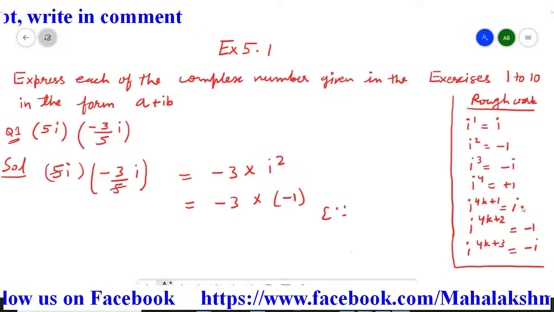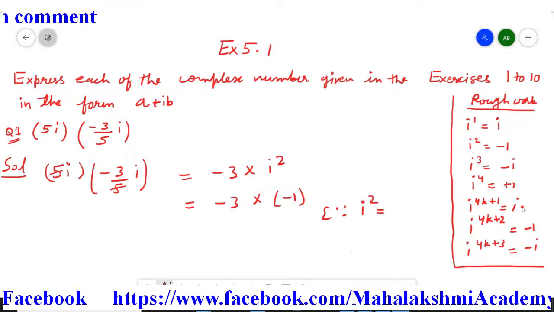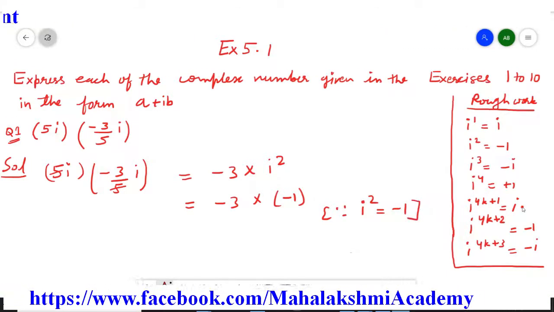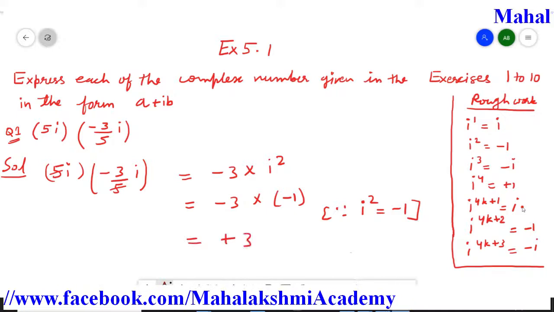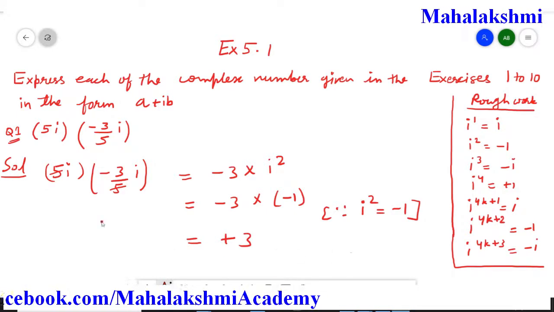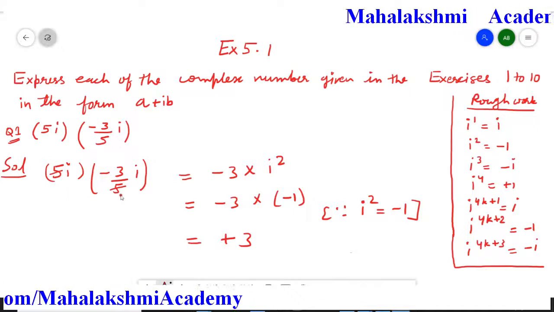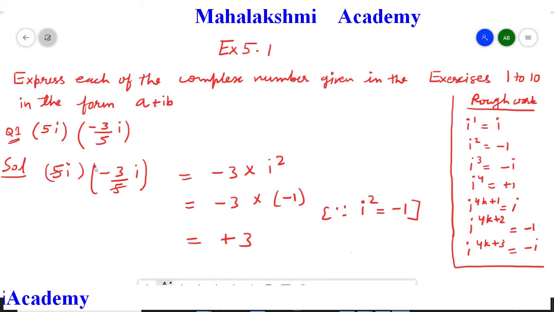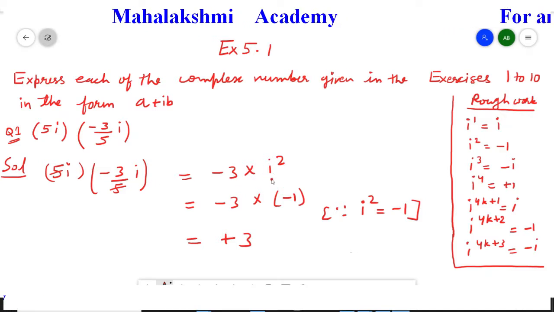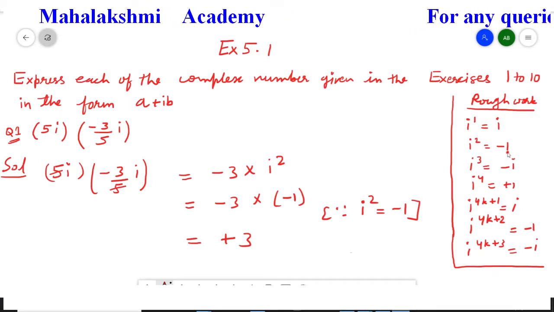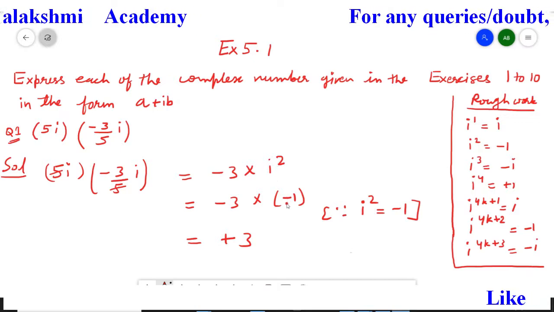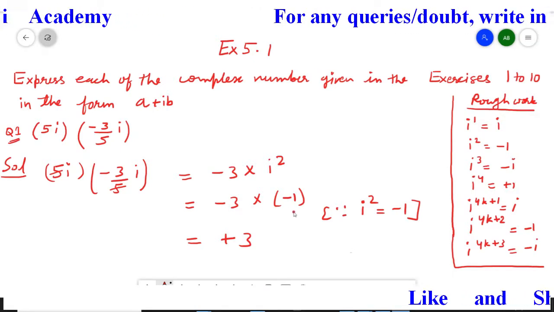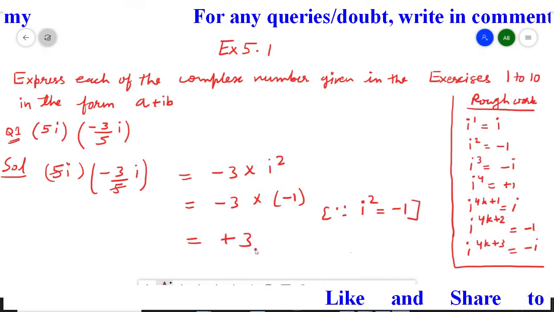Now why have we done this? Because iota square is minus 1. So it is going to be plus 3. Just see, students, what we have done here. This 5 first cancelled by 5, and then we obtained only minus 3 as the number, and then iota into iota is iota square, and the iota square value is minus 1. So we replace iota square by minus 1, and after the product we obtained plus 3.